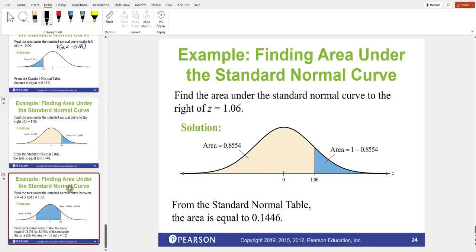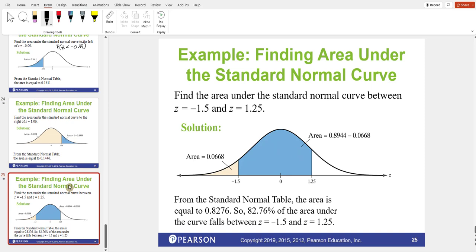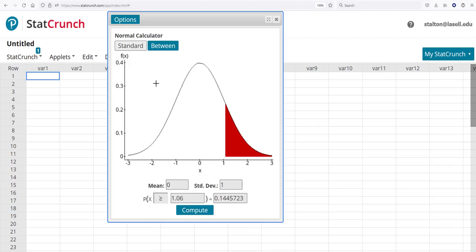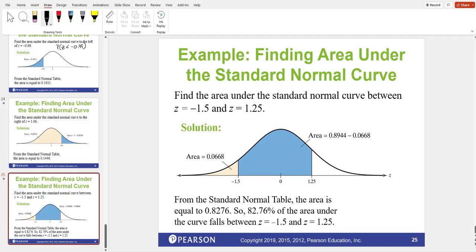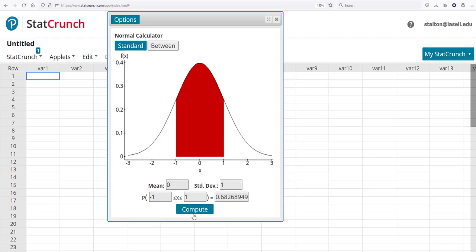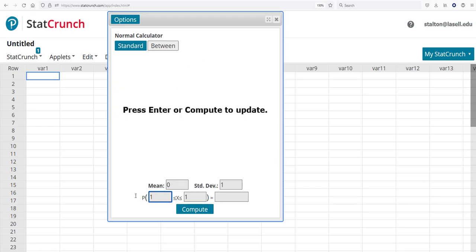And then the next one is find the area between the standard normal curve between negative 1.5 and z is equal to 1.25. All right, so we go back to StatCrunch. If you look here, you have to click on between, and then it'll give you the area between. So in my problem, I have negative 1.5. So I'm going to put negative 1.5 and then a positive 1.25.